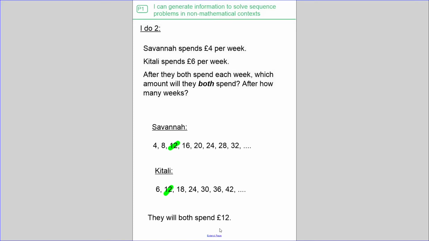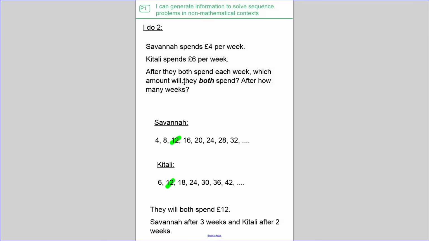Referring back to the question again, as we have another question, it asks us to find after how many weeks. As you can see, Savannah spends the £12 after 3 weeks, and in Kitali's case, she spends the £12 after 2 weeks. Now, you will notice for this type of question, we have included the initial amount, and the reason why is because it is part of the sequence. We do not ignore it. So this is very different to the question that we did before, where we did ignore the initial amount.